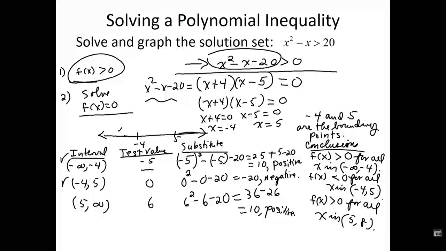So the solution set, we want to write the solution set, selecting the interval or intervals that satisfy the original inequality. So we want it greater than 0. X squared minus x minus 20 is greater than 0. So it's the interval for all x less than negative 4, and the interval where x is greater than 5.